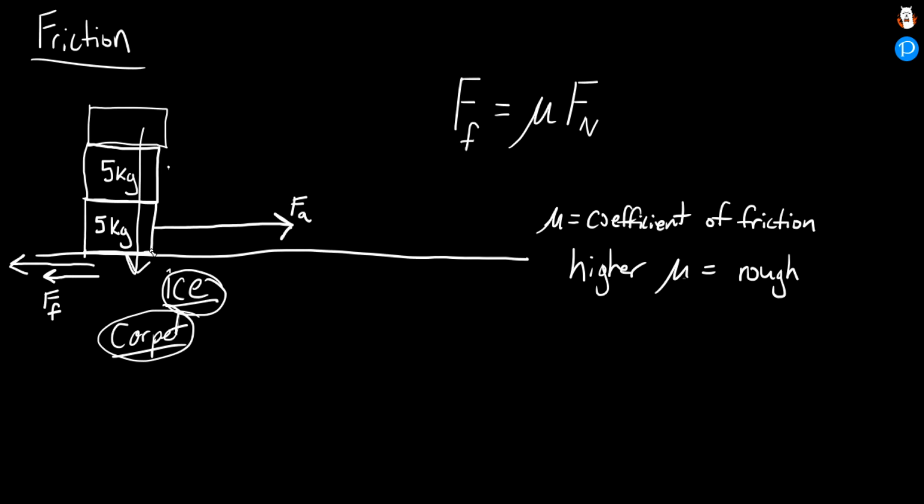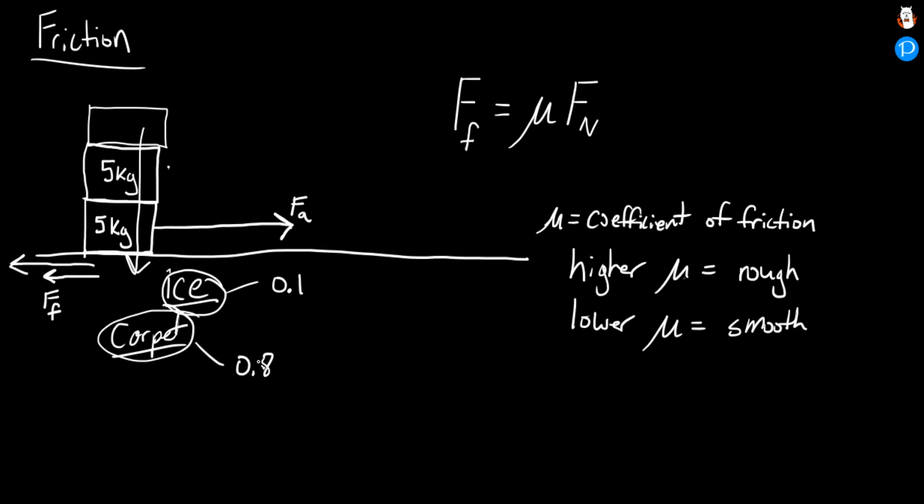So surfaces that are going to have a lot more forces between them. If you have something that is a lower coefficient of friction, or a lower mu, then it's going to be something that is typically smooth or smoother. So something like ice, that's probably going to have a coefficient of friction that's really low, probably something like 0.1 or something really low, whereas carpet is probably going to have a coefficient of friction that's like 0.8 or something like that, really high.